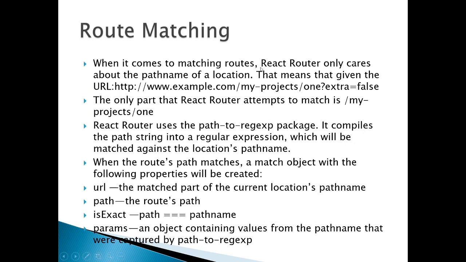When it comes to matching routes, React Router only cares about the path name. Any extra information attached to it, it will not look into. Like in this whole link, it will search the path slash my project slash 1. That is the only path, and it will match. It is using a regular expression at the backend, so it provides you exactly the path. Any query string attached to it will not be considered as a path. So this is what the regex package does for you, and provides you the path, params, and whatever information is a part of your URL.